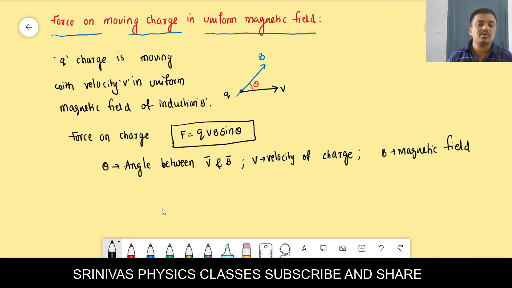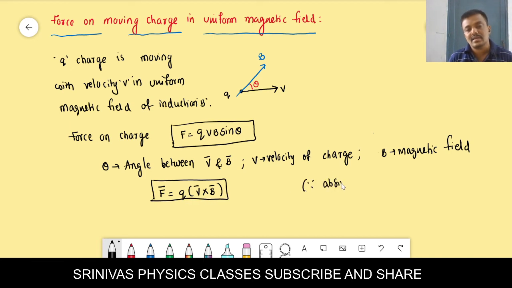Now this formula we can also write in vector form, that is F bar is equal to Q into V bar cross B bar. Why do we write like this? Because we know very well the formula for the cross product, that is AB sin theta we can write as A bar cross B bar. Based on this we are writing the formula in vector form, that is F bar equal to Q into V bar cross B bar.